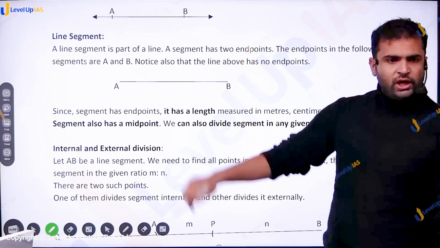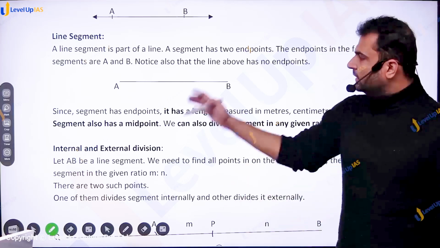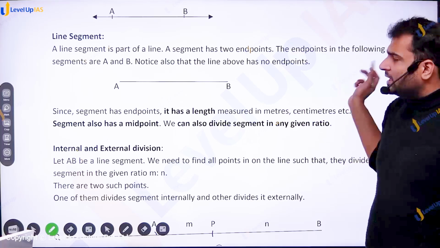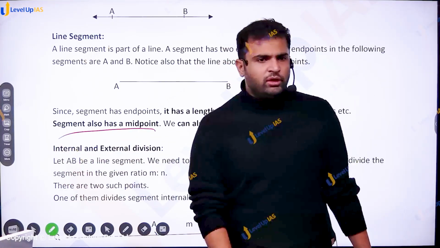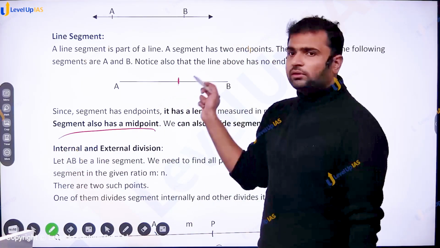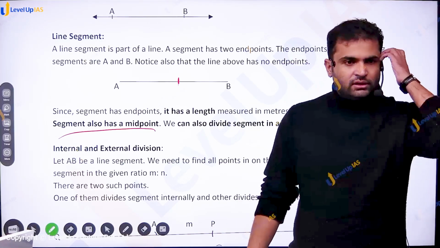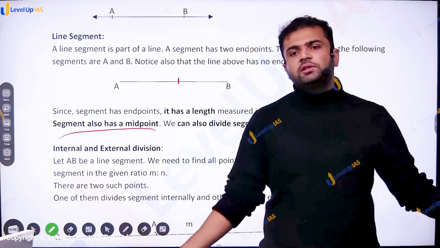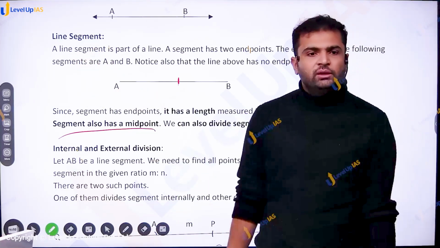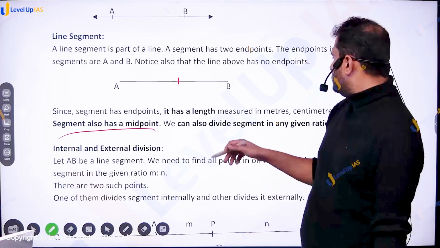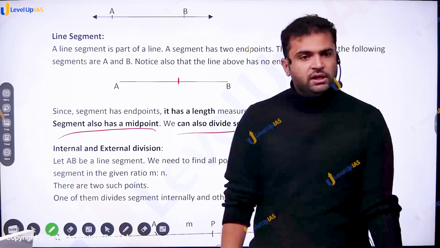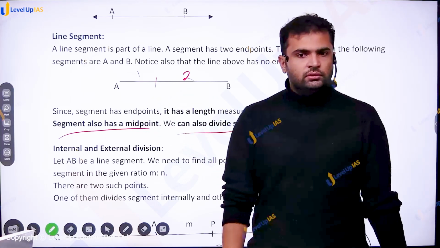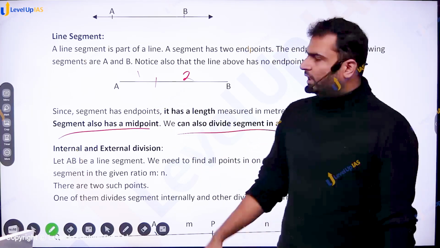Notice that a line has no endpoints. A line goes indefinitely in both directions. A line segment has endpoints. It has length in meters, centimeters. The line segment will also have a midpoint because it has endpoints. So here would be the midpoint of the line segment. A line has no middle, no midpoint. Any point on the line you can consider as a midpoint because it goes infinitely in both directions. And we can divide the line segment in any given ratio. So you can divide this, let us say, in 1/2, right? That also we can definitely do.